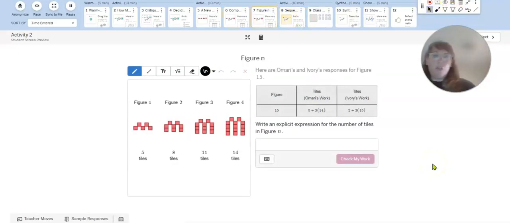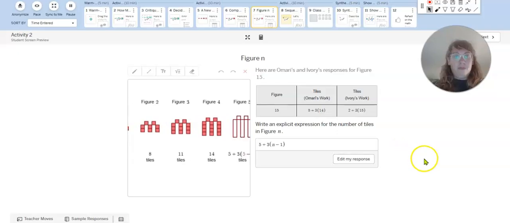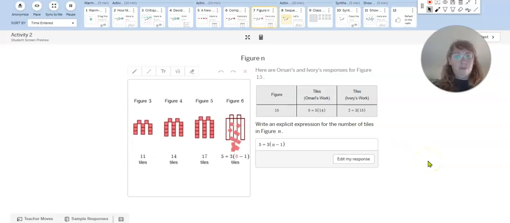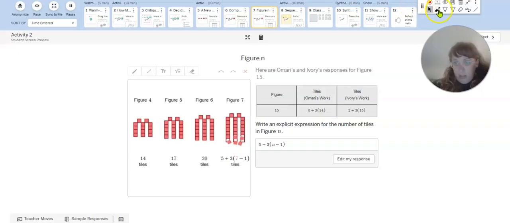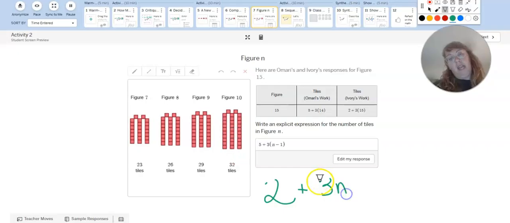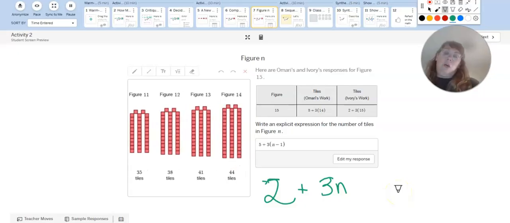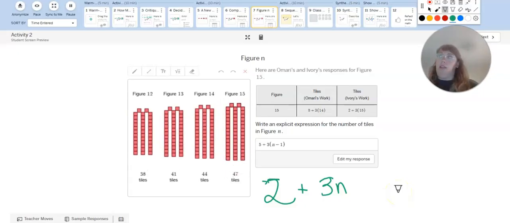Here are Omari and Ivory's responses for figure 15. Write an explicit formula for n tiles. So there's 2 that we could do here. We could do 5 plus 3 times n minus 1. And that will work. Or we could do Ivory's, which would be 2 plus 3 times n. So because we start with figure 0, we can just write n. If we start with figure 1, we want to do n minus 1. Beautiful.